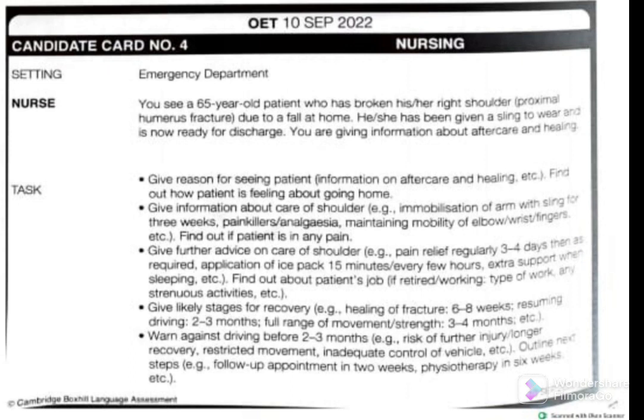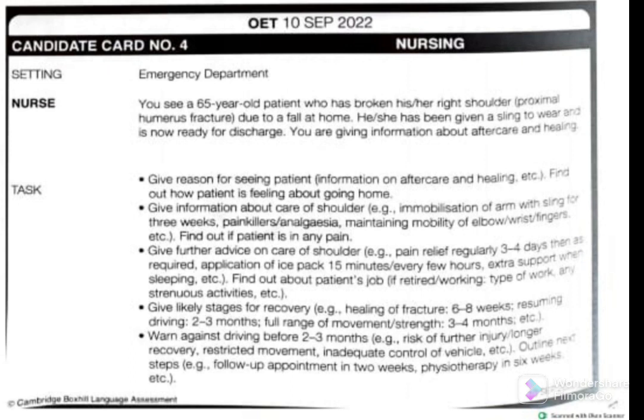Thereafter, as required, whenever you have pain, you can have the tablet. Moreover, you can apply an ice pack for 15 minutes every few hours. Also, you can have extra support when you are sleeping with additional pillows. How does that sound? Like that, we can ask.